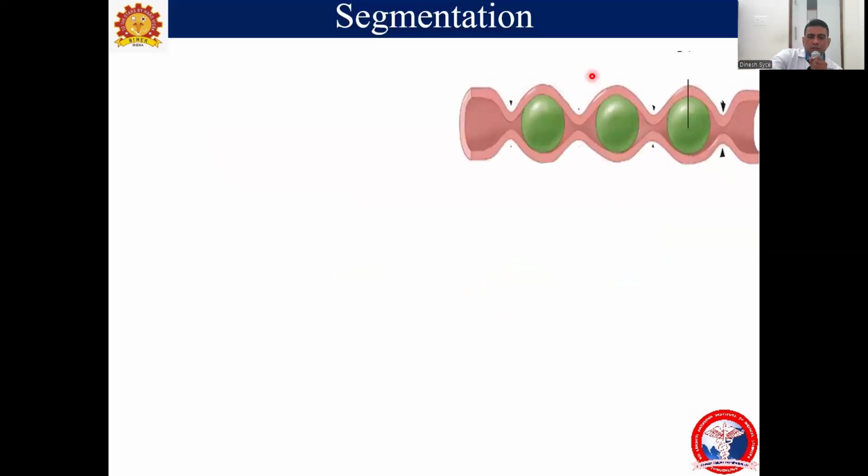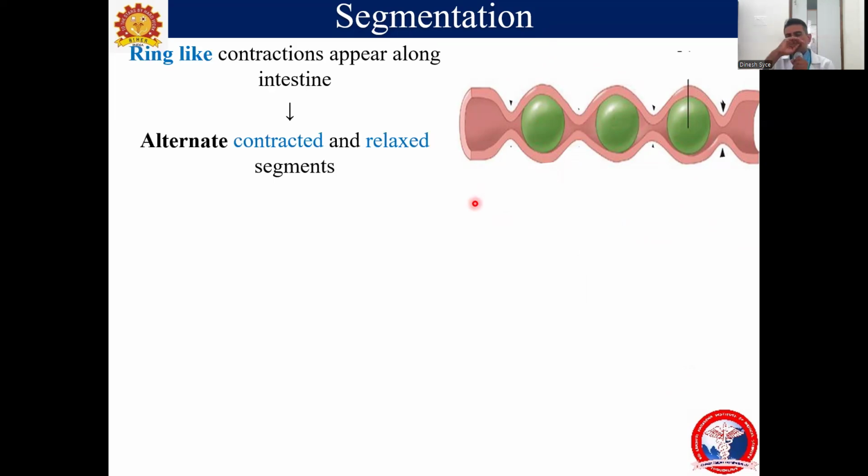So again, this is a stretch of small intestine. As you can see, there are rings of contraction at regular intervals. One ring of contraction here, another here, another here, another here. Because of this, the entire stretch of intestine is broken down into alternate contracted and relaxed segments. This is a contracted segment. The neighboring segment is relaxed. The neighboring segment is contracted. The neighboring segment is relaxed again. Okay, so they're alternate contracted and relaxed segments.